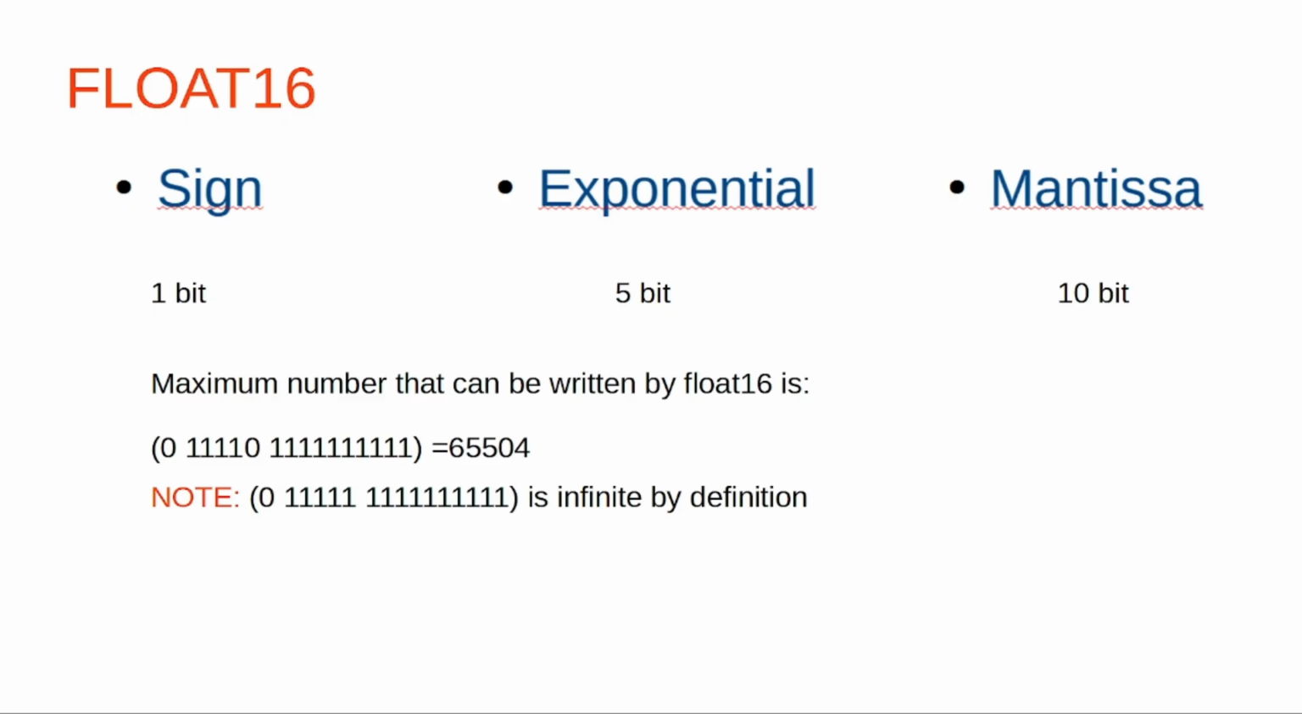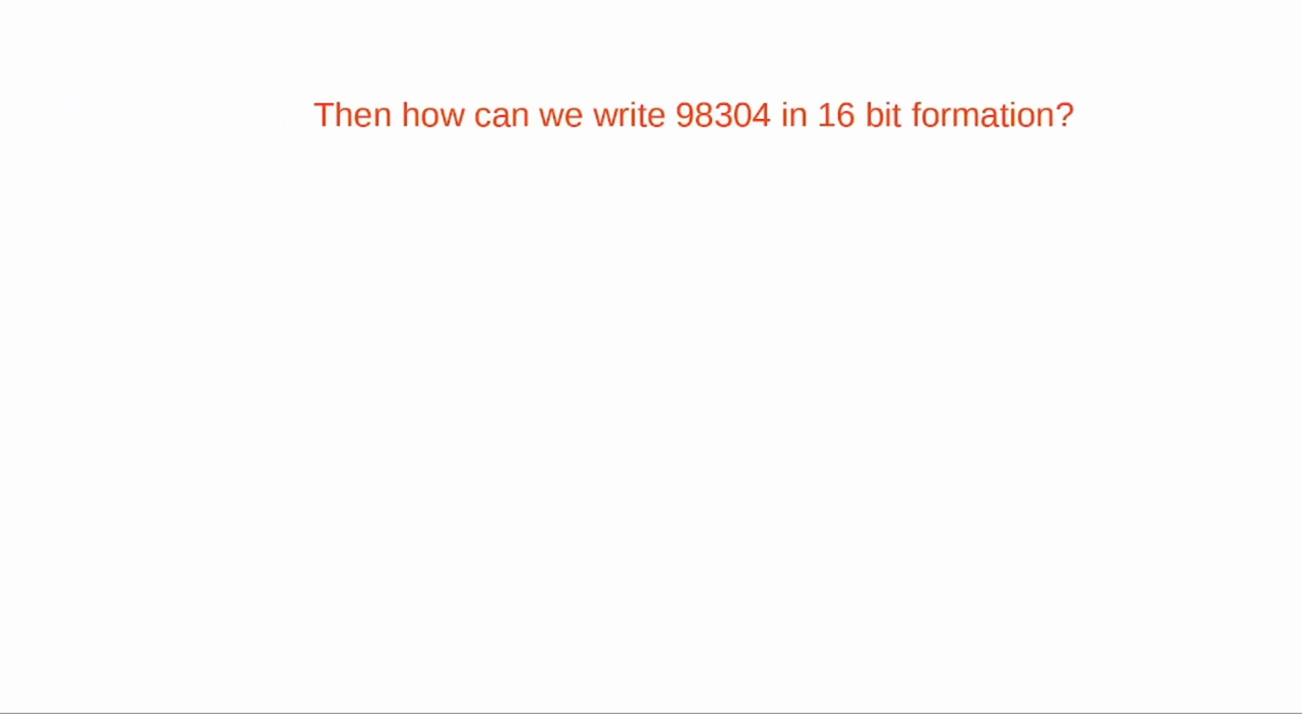65,504. You might wonder, why not set all the exponent bits to 1? According to the standard, an exponent of all ones is reserved to represent infinity. It cannot be used for actual numbers. This is our problem. Our target number, 98,304, is much larger than the Float16 limit of 65,504. If we try to use Float16, our value overflows and becomes infinity, leading directly to those CUDA out-of-memory or NaN errors we saw earlier. So, we are stuck.